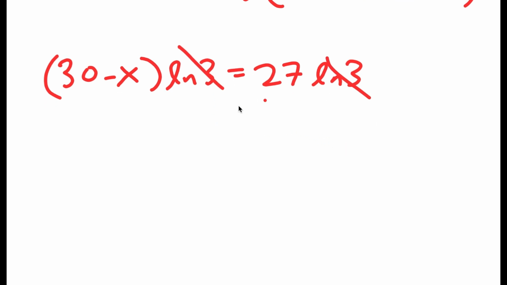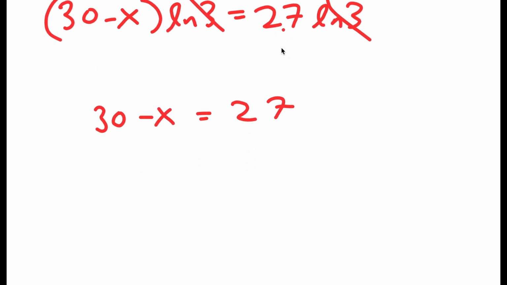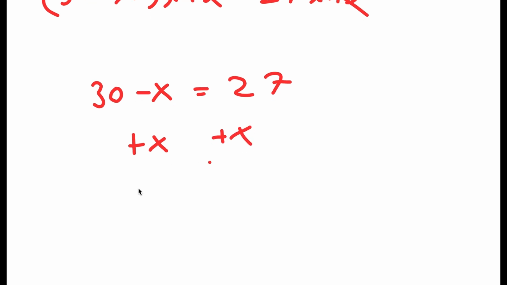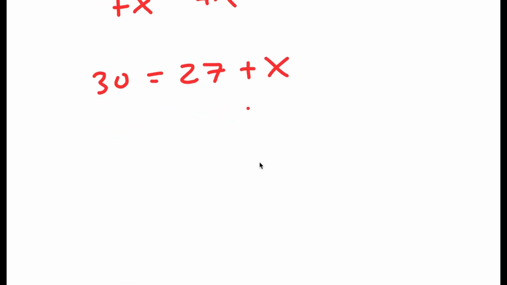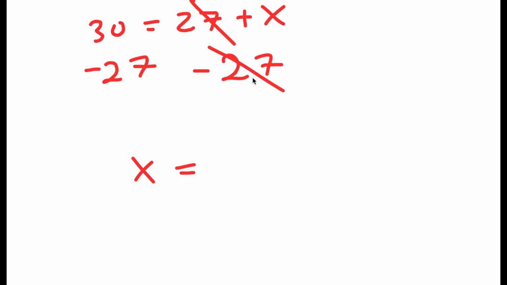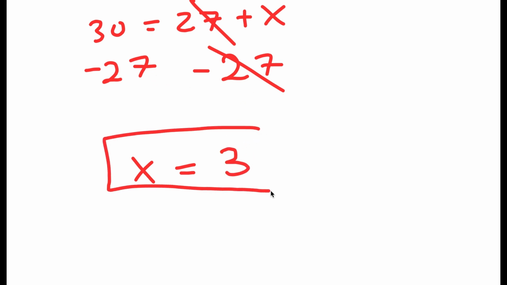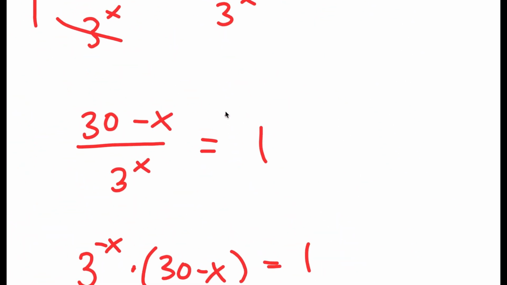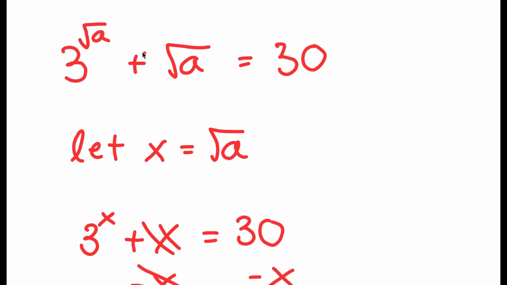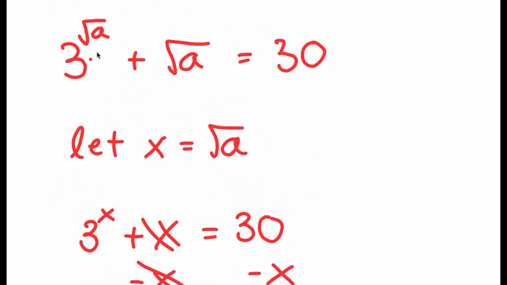Now these two cancel out, so I'm left with 30 minus x is equal to 27. So now if I add x on both sides, I get 30 is equal to 27 plus x. And now finally, if I subtract 27 on both sides, I get x is equal to 30 minus 27, which is 3. So this is the value of x here. And what you can do is plug this in here and check. 3 to the power of square root of 3 plus square root of 3, is that equal to 30? You can check.